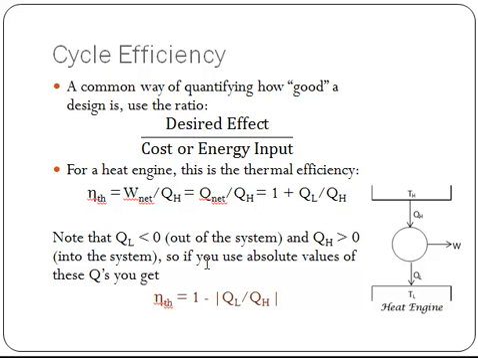Which is fine, but remember that QL is going to be out of the system. It's a heat loss. So it's negative, and QH is into the system, it's positive. So sometimes it's more convenient to think of things in terms of absolute values, right? And if I do that, then I end up with 1 minus the value of the heat loss divided by the value of the heat input. And any of these are ways of calculating the thermal efficiency for a power cycle.